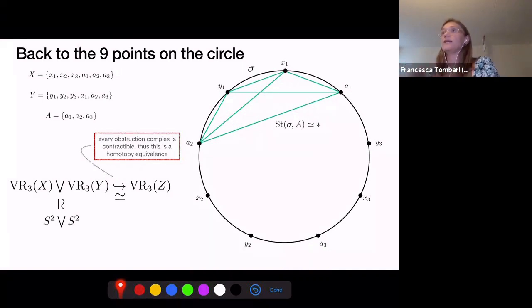So what we've done, basically, is that we had a simplicial complex of which we didn't know the homotopy type. We decomposed it into 2 pieces that are more easily understandable. And then we checked the obstruction complexes, which turned out to be contractible, which is what we needed to conclude that these 2 objects have the same homotopy type. All right.